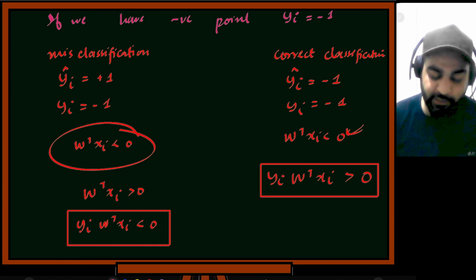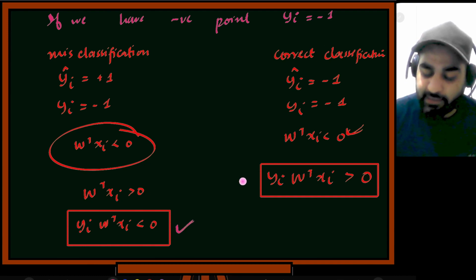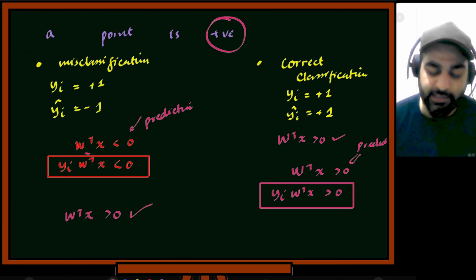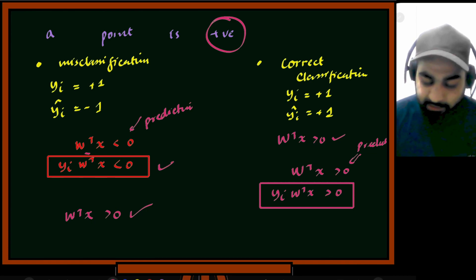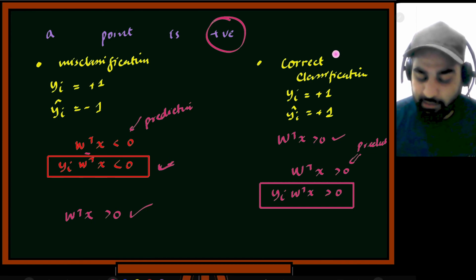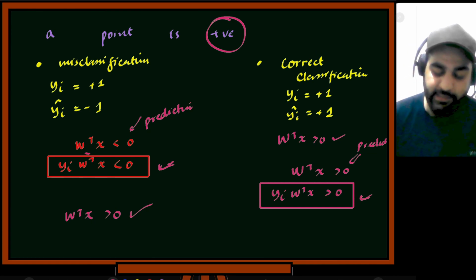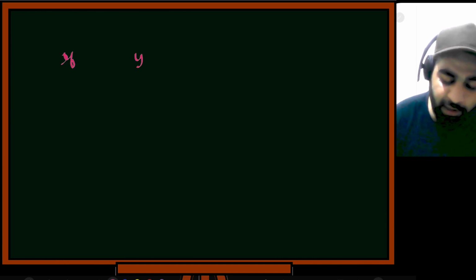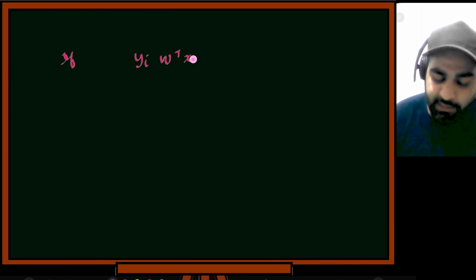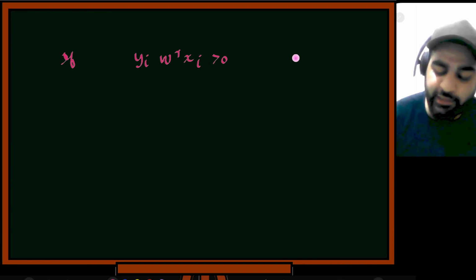In the first case, the misclassification, this is the thing that holds, and in the correct classification, this is the thing that holds. And in the same way, if a point is positive and misclassified, this holds, and if a point is positive and correctly classified, this holds. So seeing these four equations, what I can say is, if yi w transpose xi is greater than 0, then it's a correct classification.